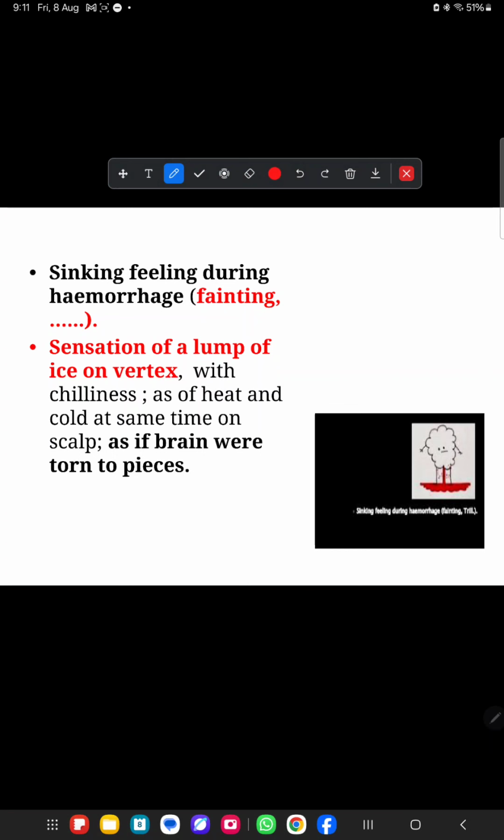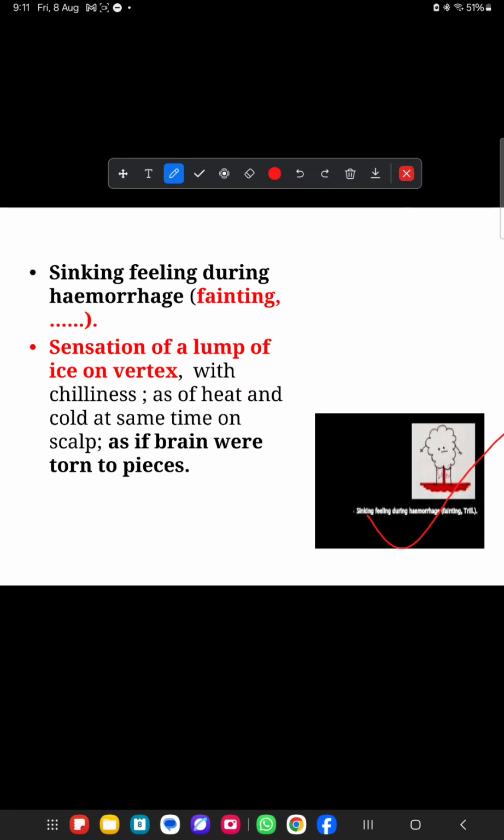Sinking feeling during hemorrhage. You can see there is a hemorrhage and the patient is feeling something is being lost. Why? Because he is feeling so much weakness. And fainting during hemorrhage, I have already told, Trillium pendulum is there. And sensation of a lump of ice on the vertex, with chilliness, as of heat and cold at the same time, scalp as if the brain were torn to pieces.